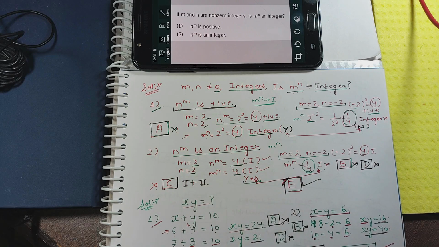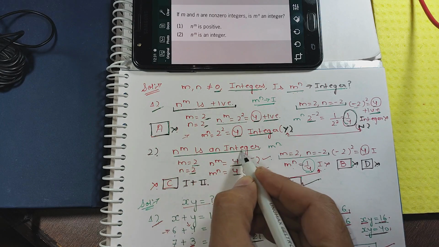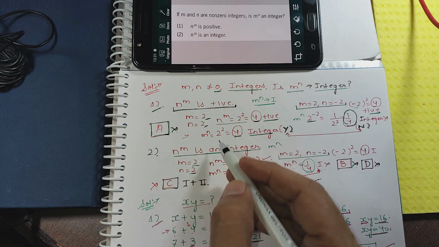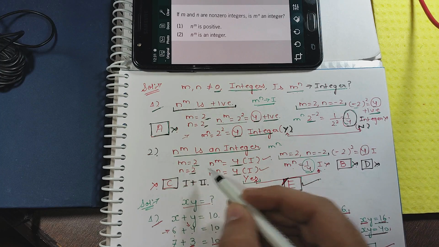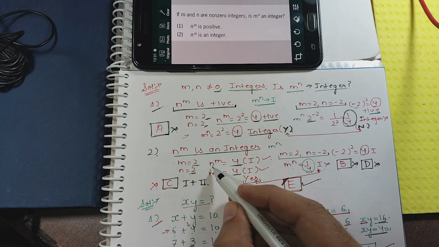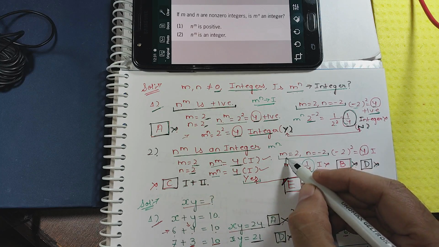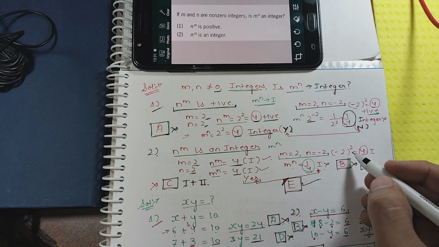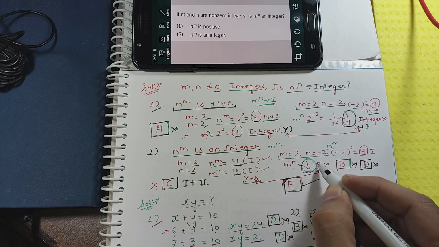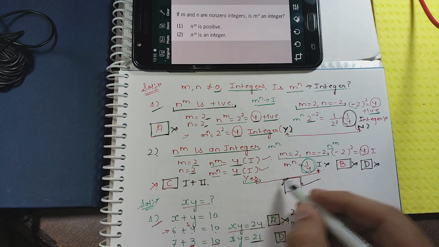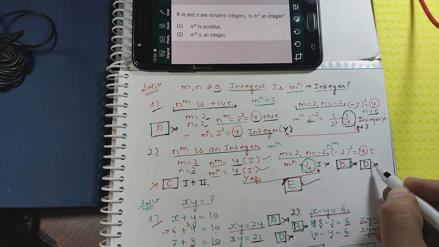Now, moving to statement 2. Statement 2 tells me that n raised to power m is an integer. Now, we will consider the same examples here, where if I consider m equal to 2, n equal to 2, I get both n raised to power m and m raised to power n as integers. But if I assume m to be 2 and n equal to minus 2, then n raised to power m becomes an integer, but m raised to power n is not an integer. So again I am getting may or may not be condition. So I will say statement B is not sufficient, which means statement D is also not sufficient.